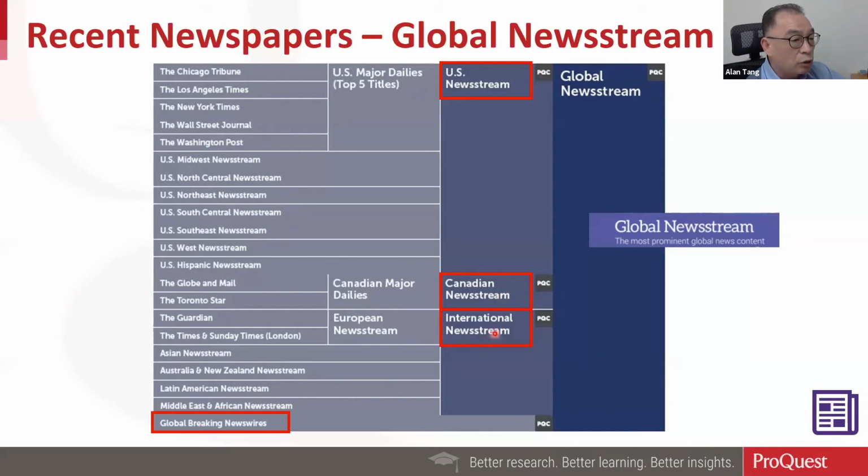And International Newsstream also covers different newspapers, like European newspapers, Asian newspapers, ANZ (Australia and New Zealand) newspapers, and also Latin America, the Middle East and Africa. Again, it covers hundreds of newspapers around the world. It's a very comprehensive news source for researchers. And other than newspapers, we also provide the breaking news wire.